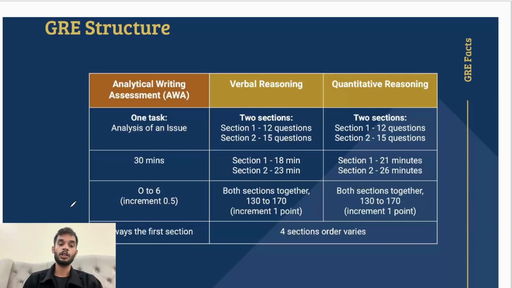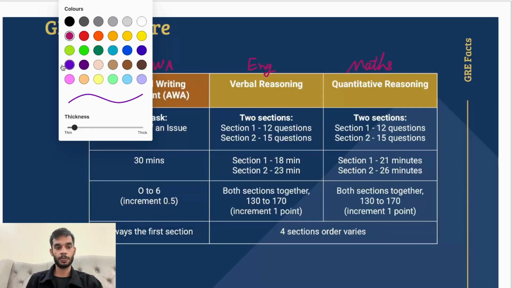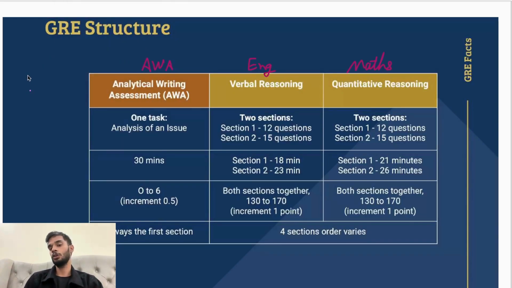You should know that there is AWA, there is verbal, which you can say is English, and there's quantitative reasoning, which you can call maths. So in short: AWA, English and maths, namely verbal, quant and AWA, the Analytical Writing Assessment. AWA will always be your first section whenever you start the GRE test. Whenever you open the screen for GRE, the first section you face is AWA. What is AWA? You just have to write an essay.